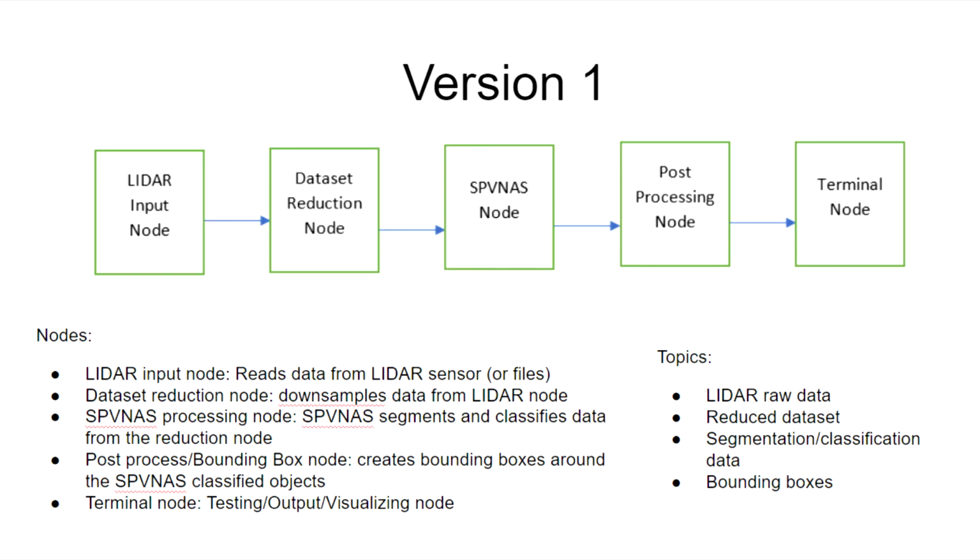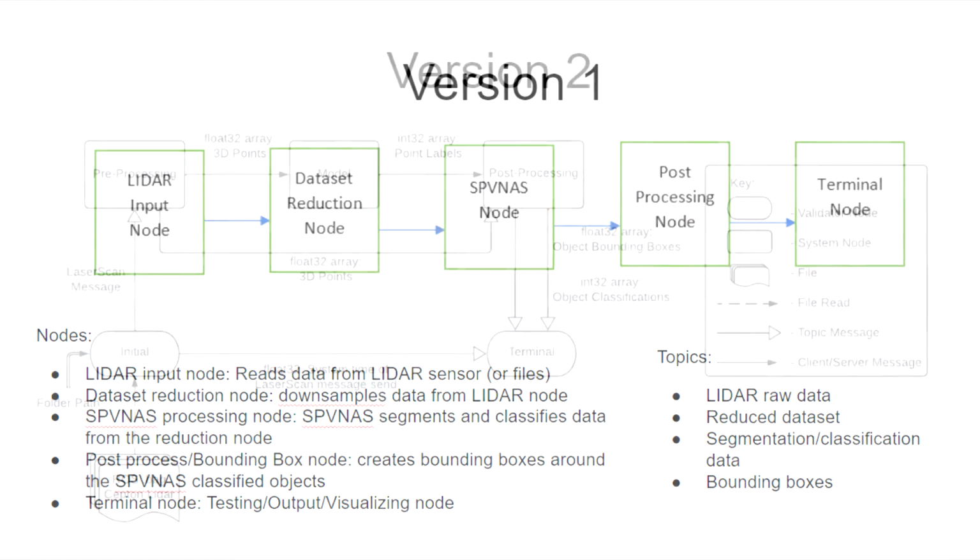During the creation of our project, we designed several different models before coming to our final version. Our initial design had 5 nodes, which each published and subscribed to topics to communicate data. The LIDAR node was responsible for reading in LIDAR point cloud data. The dataset reduction node then downsampled this data in order to reduce computational complexity. The SPV-NOS node was responsible for segmenting and classifying this reduced dataset, and the post-processing node used the classified data to create bounding boxes. Finally, the terminal node was responsible for displaying information about the process like latency and frame data to the user.